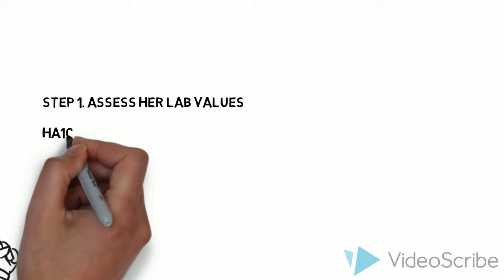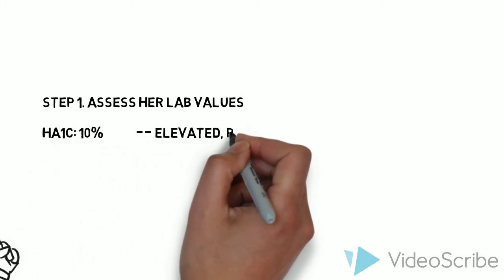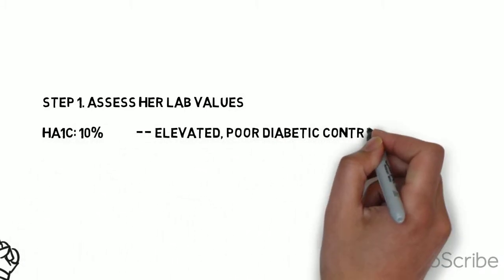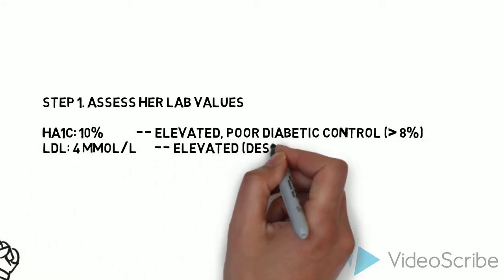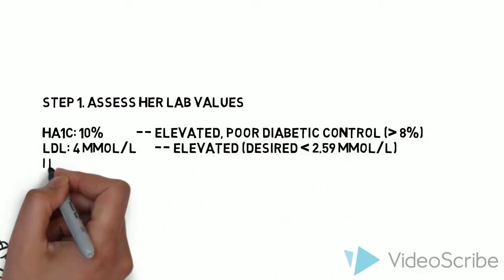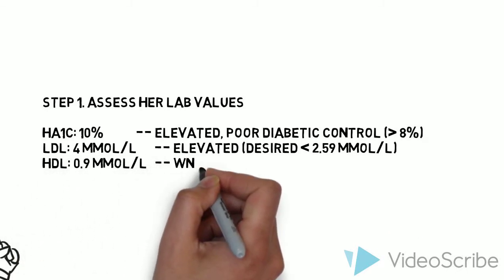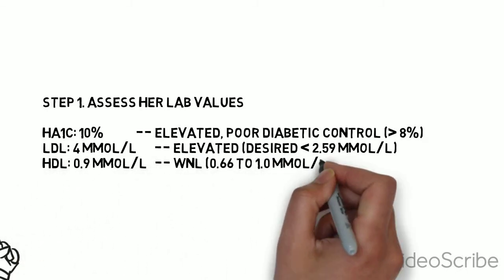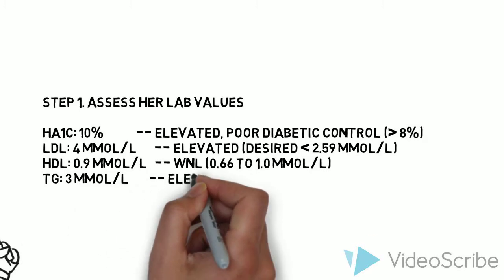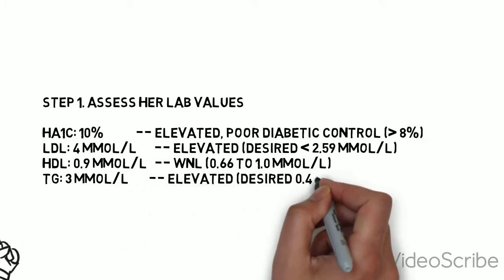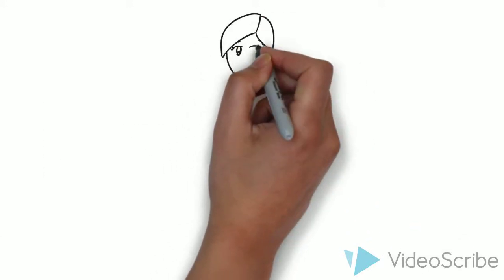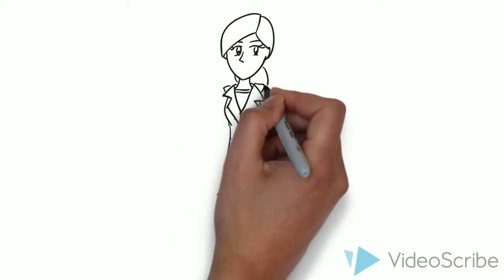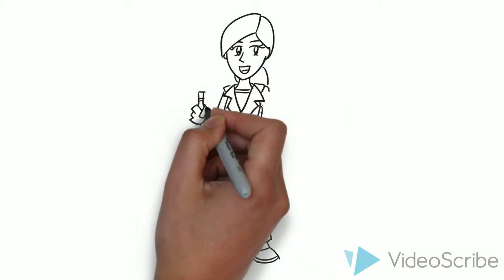Step 1 is to assess her lab values. Her hemoglobin A1C is at 10%, which is elevated due to poor diabetic control. Her LDL is at 4 millimoles per liter, which is above the desired 2.59. Her HDL is at 0.9, which is within normal limits. Her triglycerides are at 3 millimoles per liter, which is elevated above the normal range. Now that we've identified abnormal lab values, let's look at her clinical status.